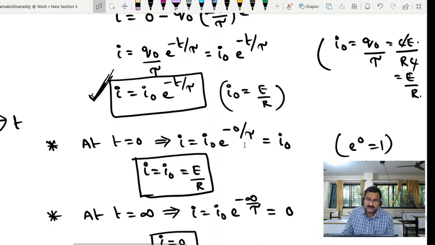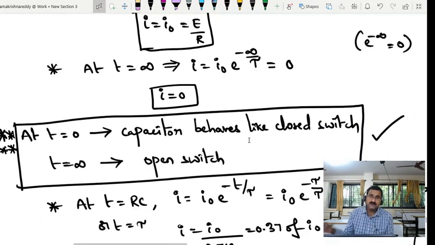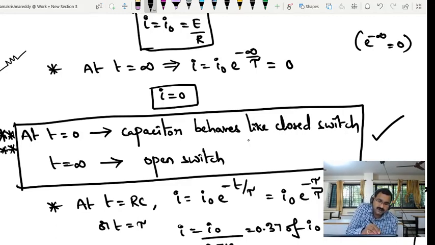Next, two conditions you observe: at t equal to 0 and at t equal to infinity. At t equal to 0, the answer is I naught only, the maximum value of current. At t equal to infinity, I equal to 0. This is the point marked with stars here. So at t equal to 0, the capacitor behaves like a closed switch. If the capacitor is there in the circuit, suppose they give it in this way.